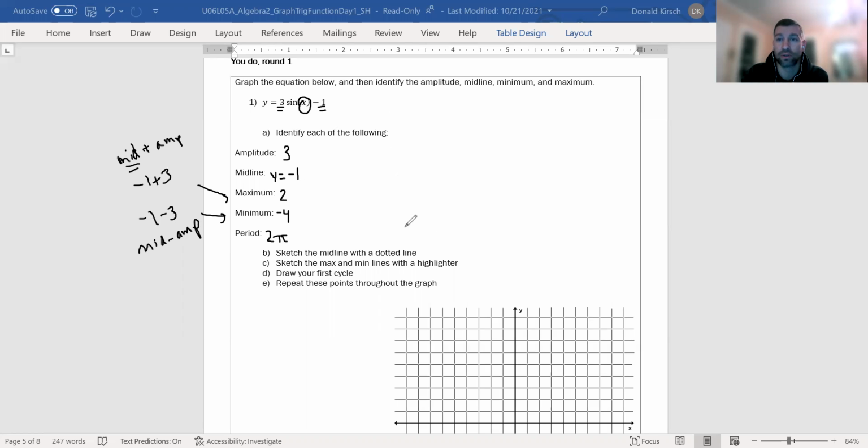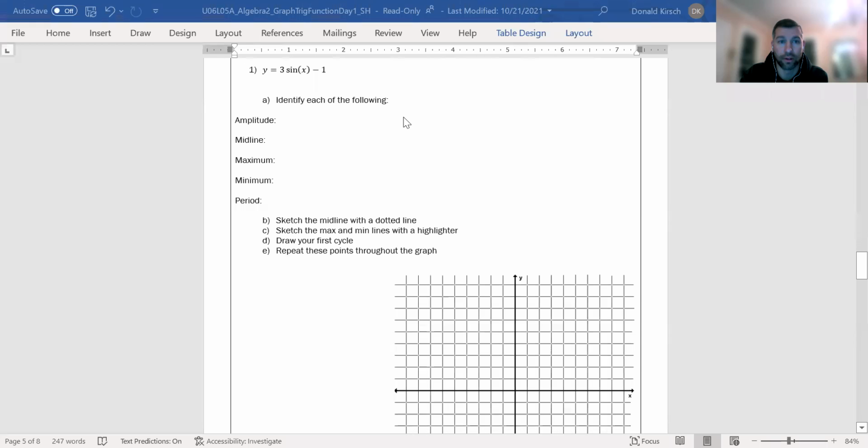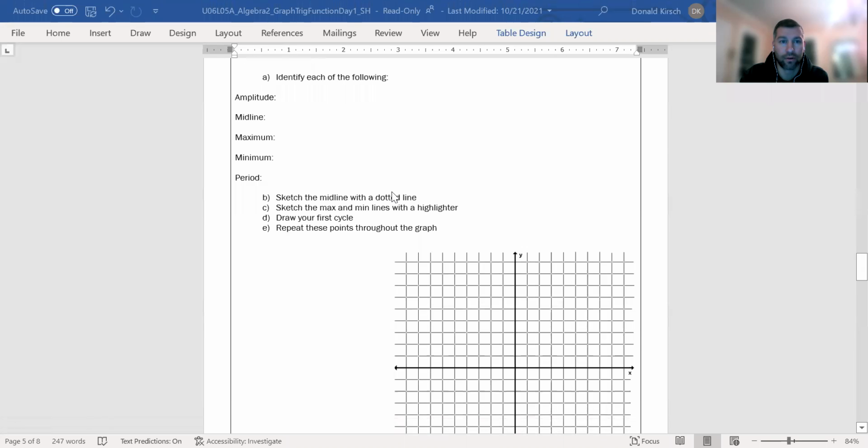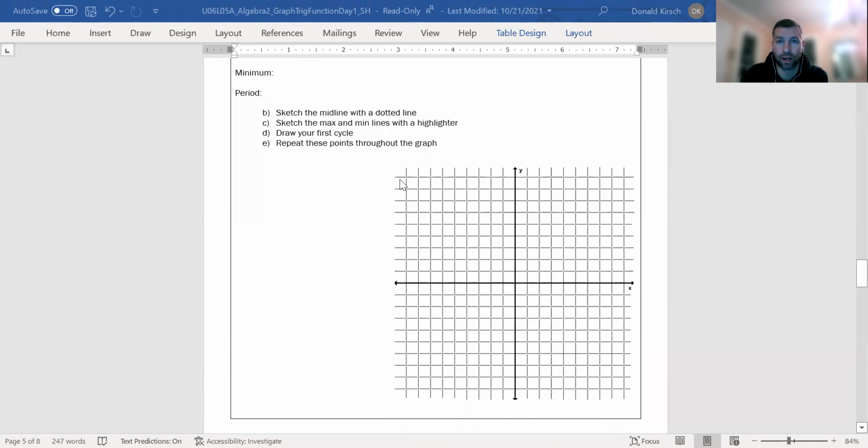And so let me just scroll down very slowly. Okay, so we've got 3 sine x minus 1. I'm going to just rewrite that here. We've got to sketch the midline with a dotted line. We already identified that's going to be -1. I'm not only going to sketch it, I'm going to label it y equals -1, just to get good practice.